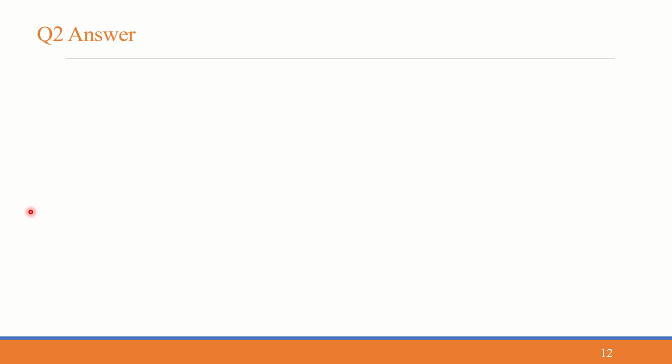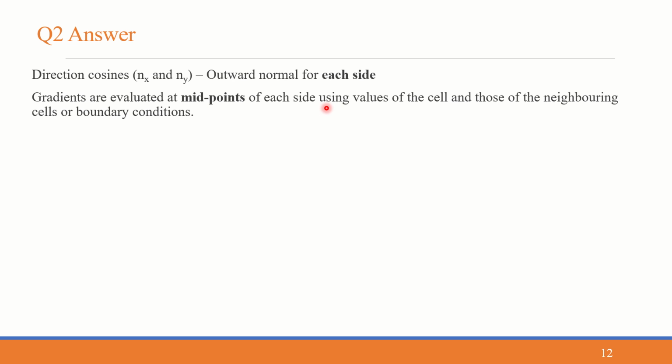Looking in more detail at this problem, we have direction cosines nx and ny, which act as the outward normal for each cell. Since it is a 2D problem, we are talking about the outward normal for each side, and gradients are evaluated at midpoints of each side using the values of the cells and those of the neighboring cells or boundary conditions. So this is how we go in the finite volume approach.